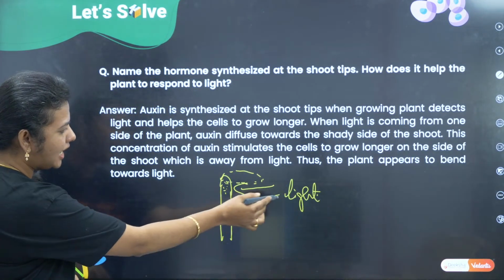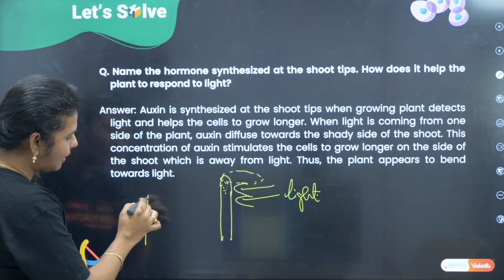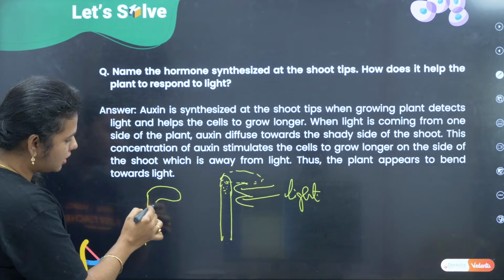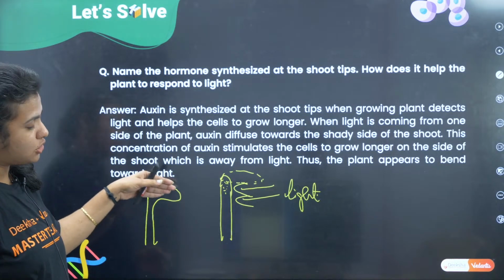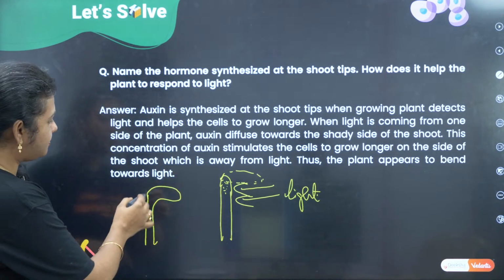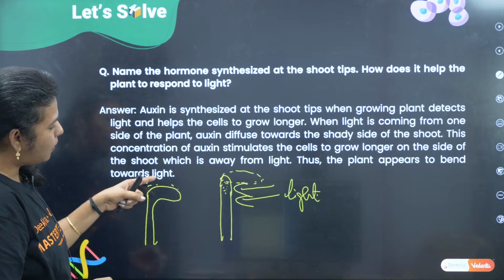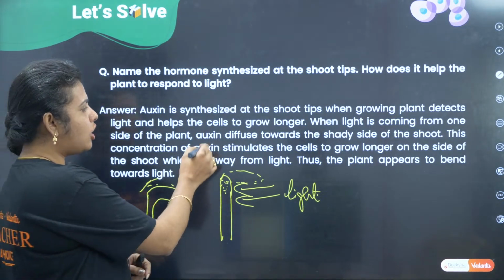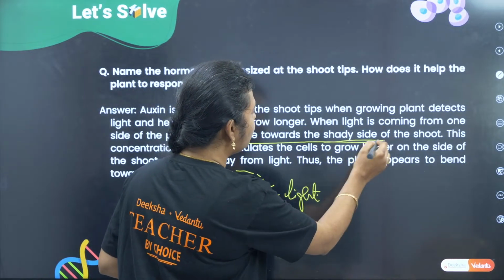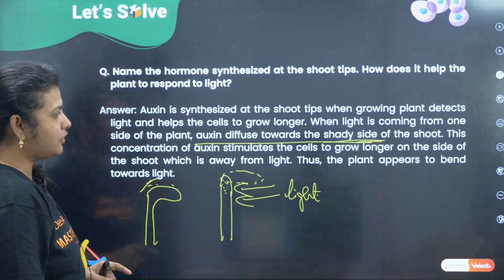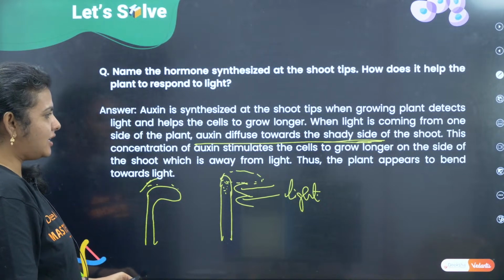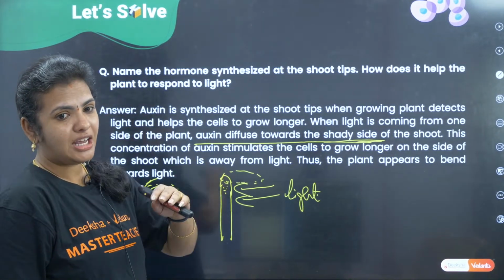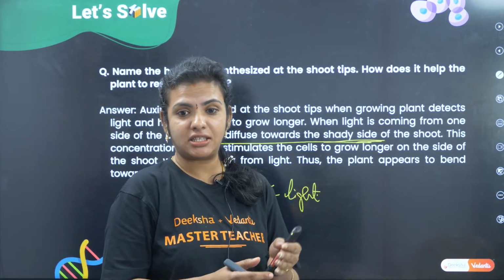Okay. So let's say I had light falling in this direction. What happens is auxins are going to make the shoot tip bend towards this direction. Okay. So you might think why this bending happens. The reason is auxins are going to diffuse towards the shady side of the shoot. The reason why this happens is a very simple understanding scenario I can tell you.